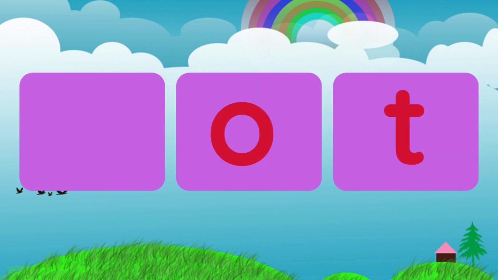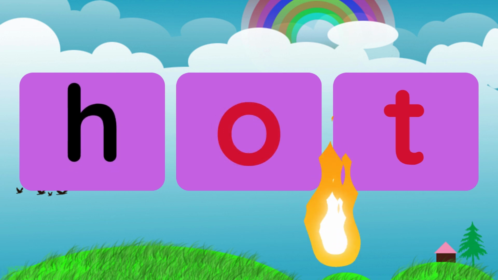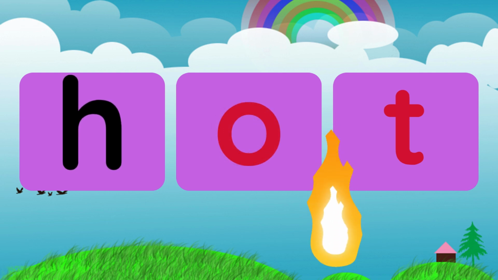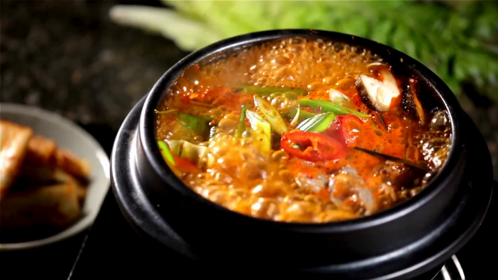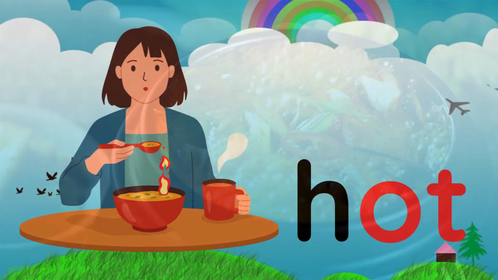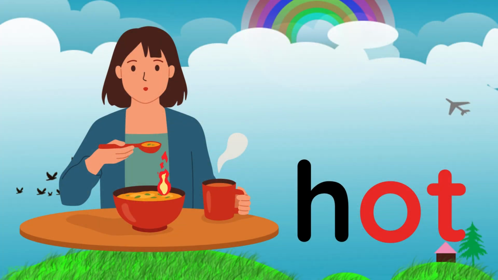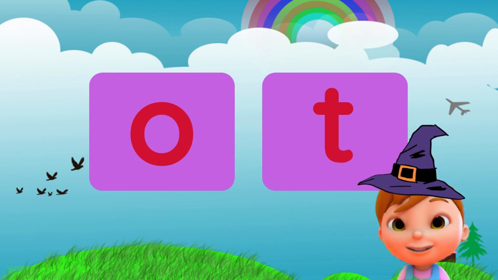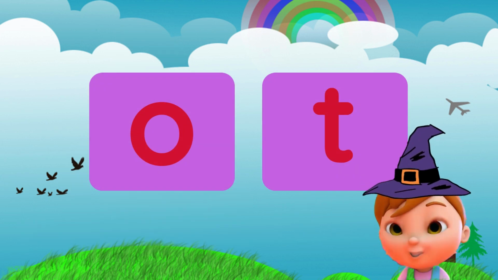Let's see which is the next "ot" word. H-O-T, hot. H-O-T is hot. Be careful, the soup is hot. Can you see the hot soup? Repeat after me. H-O-T, hot. The letter O and the letter T, when they come together, sound like "ot".